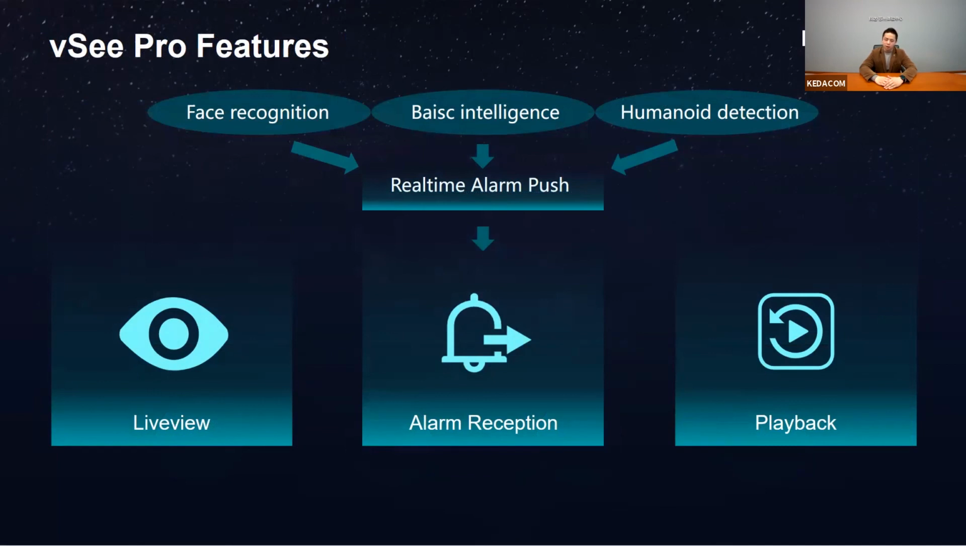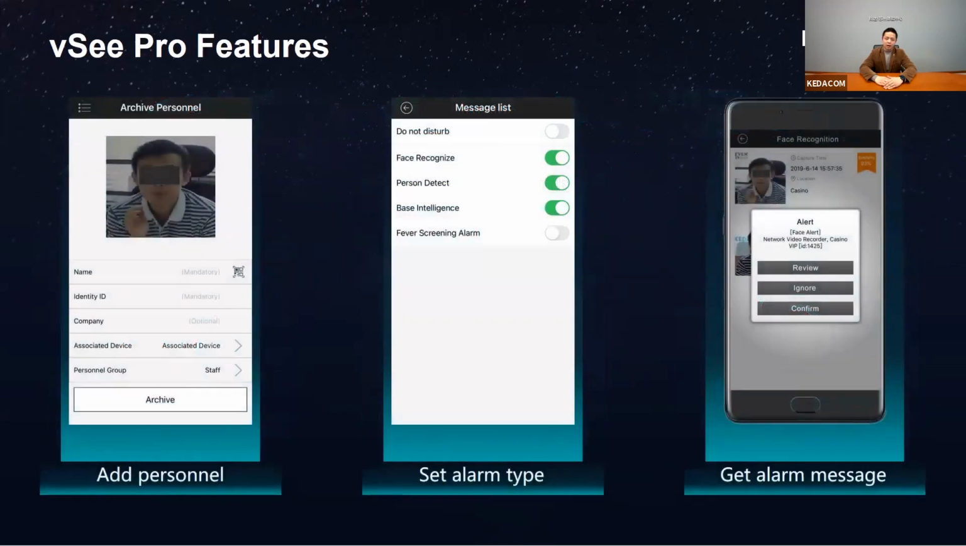Perhaps this flowchart will give you a better understanding. As you can see, totally 3 steps involved. You only need to add someone whom you are waiting to archive first. Then select the alarm type you want to deploy. Once the alarm is triggered, you'll get an instant message on your mobile phone with live captures. Let me just show you a video to grasp this logic.